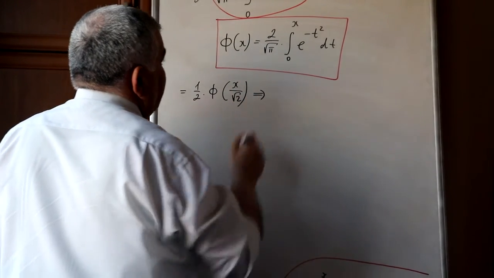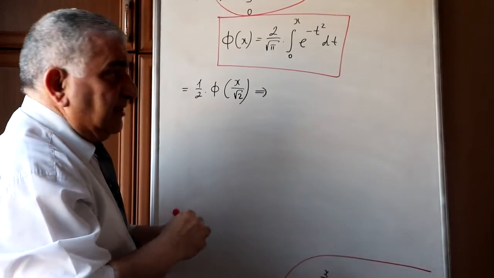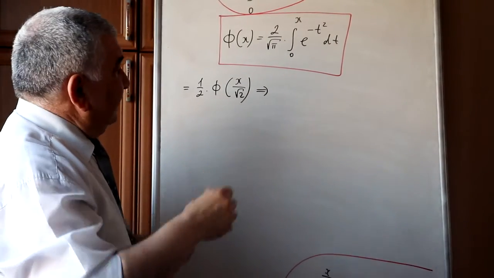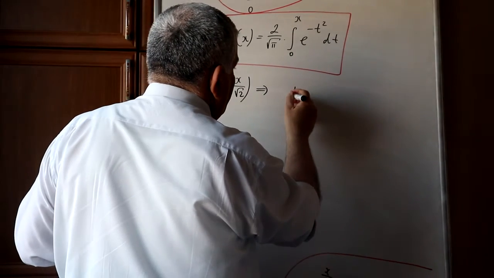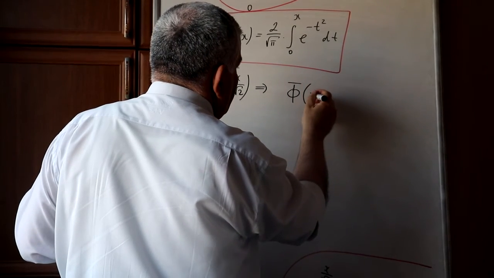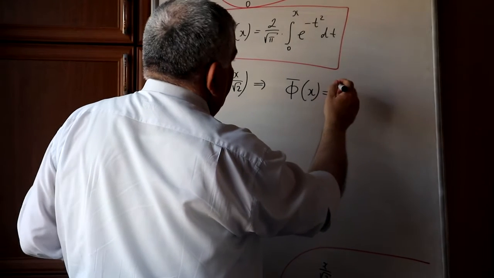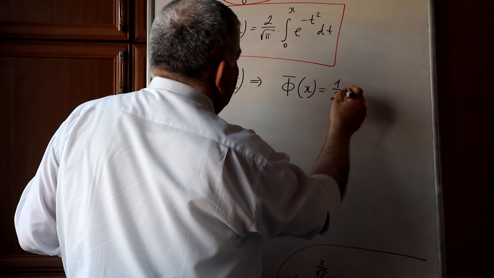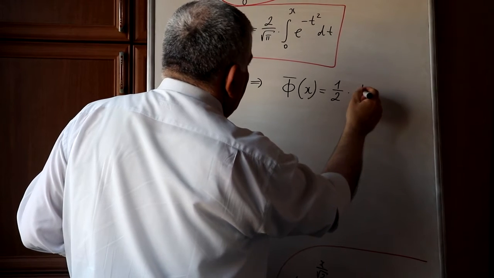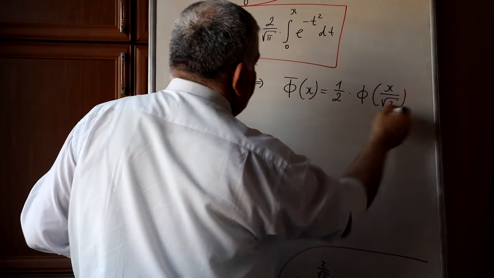Already we obtained the expression of the Laplace function by means of the error integral. That is phi bar of x is equal to 1 half multiplied by phi of x over square root of 2.